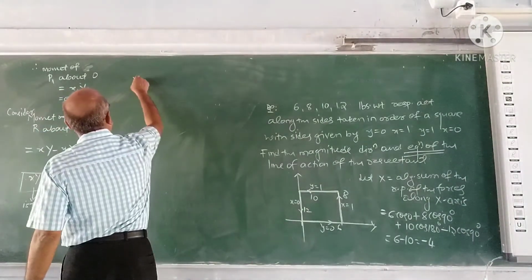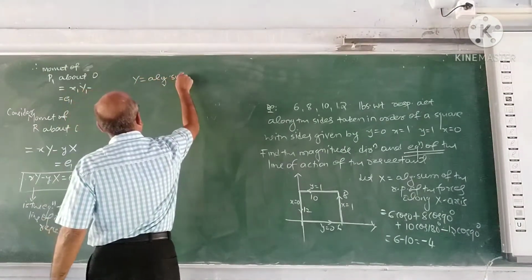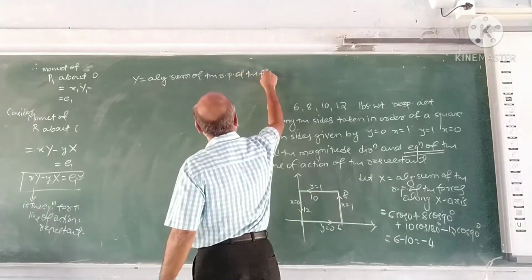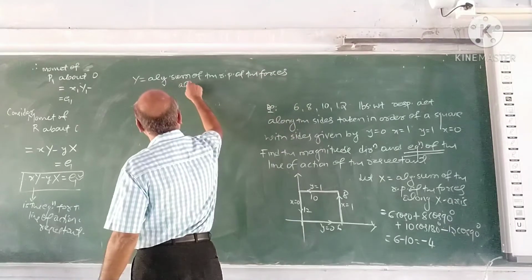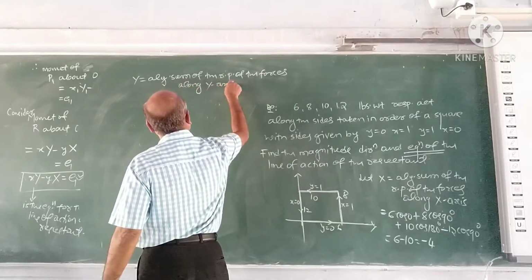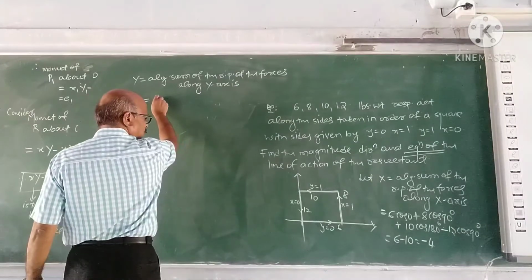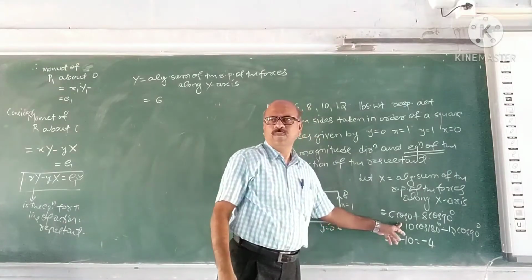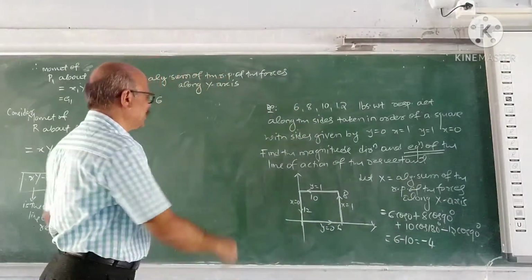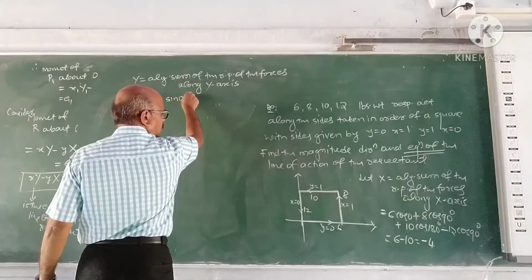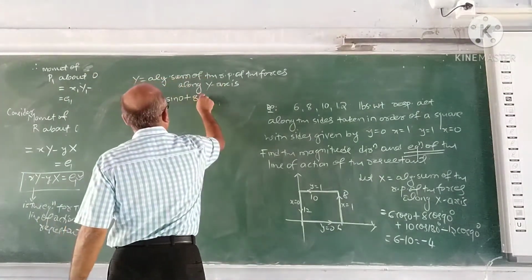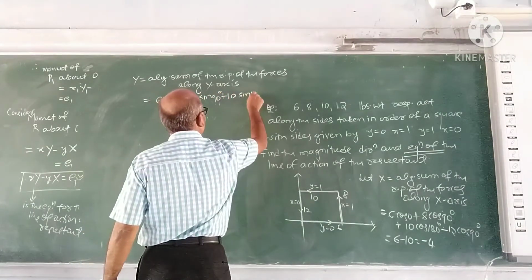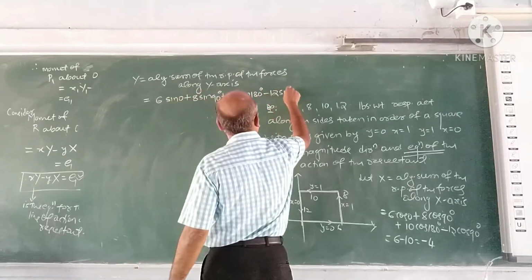Then capital Y is the algebraic sum of the resolved parts of the forces along the y axis. Only you have to change cos by sin here. 6 into sin 0 plus 8 into sin 90 plus 10 into sin 180 minus 12 into sin of 90 degree.